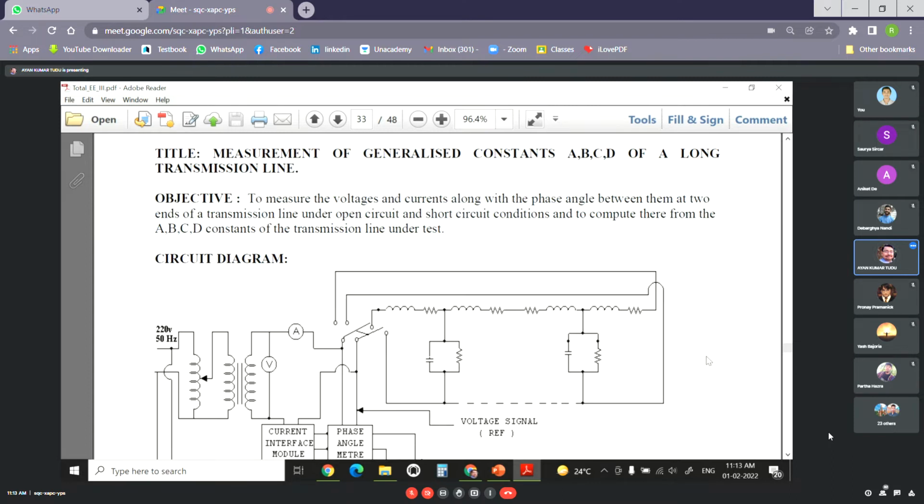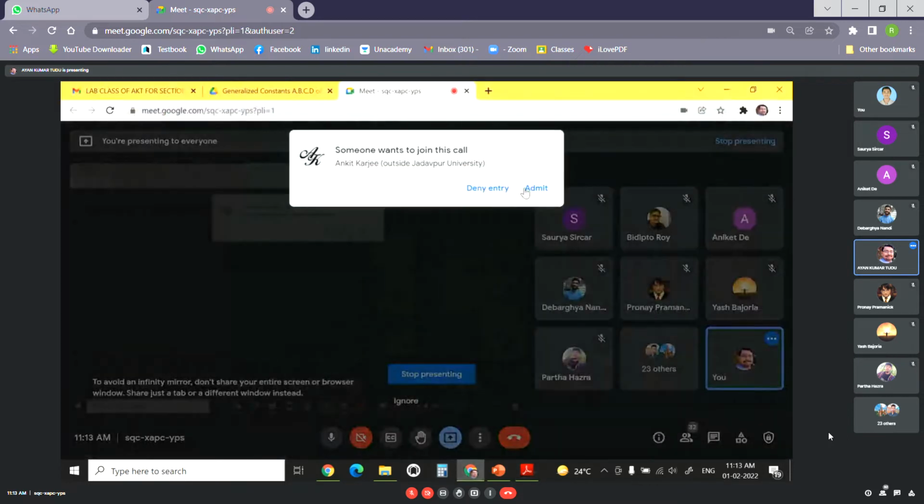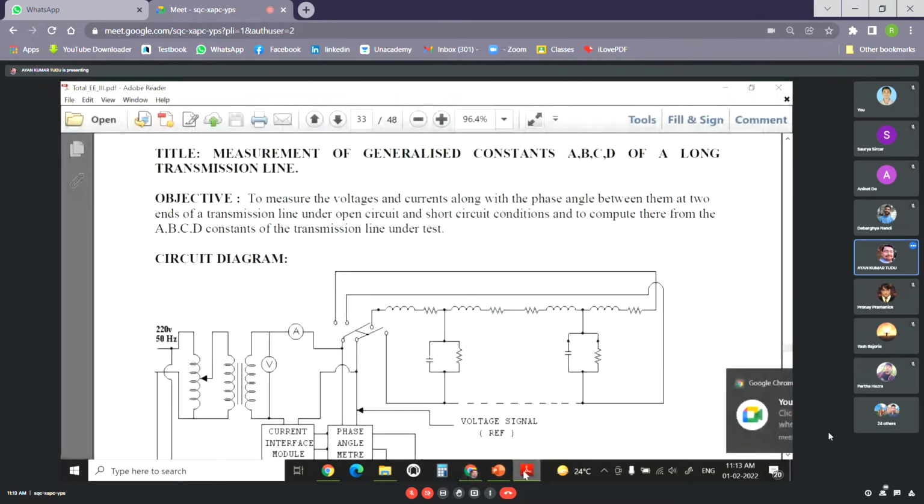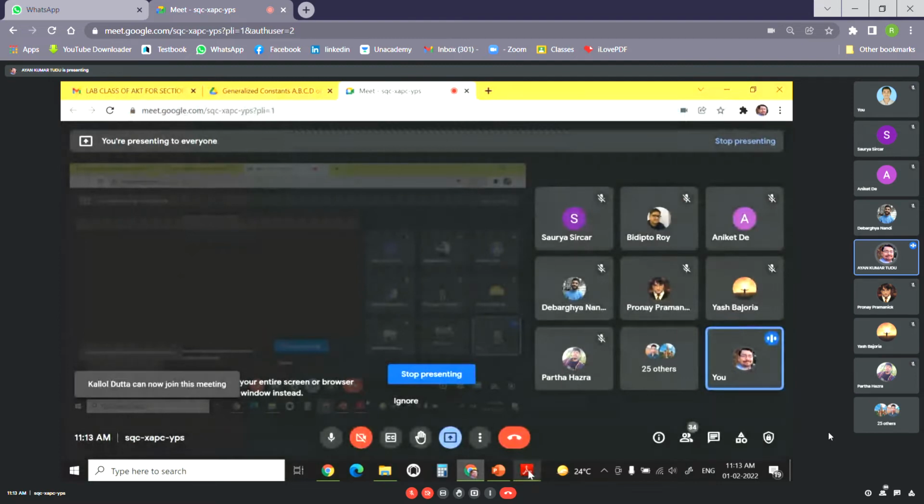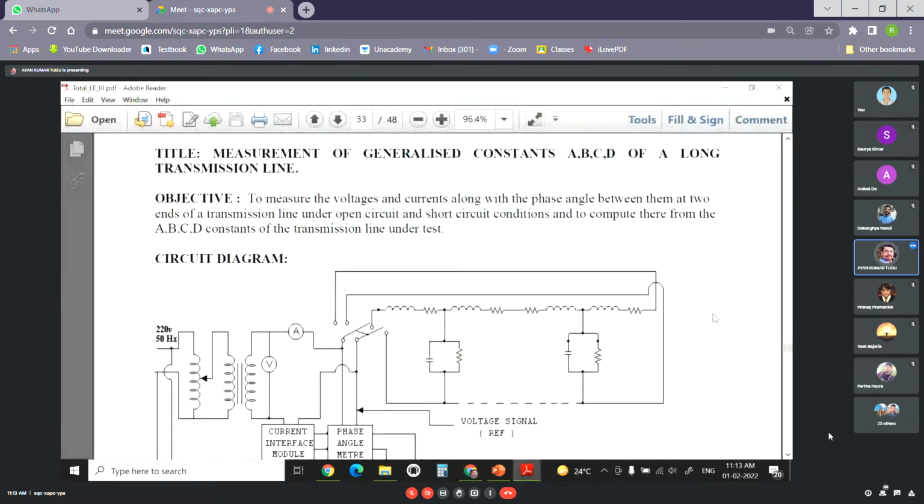How can we say that it is a reciprocal network? Anybody? How can we say that the transmission line is a reciprocal network? By seeing that AD minus BC is equal to 1. Okay, by seeing that AD minus BC would be equal to 1, we can see whether the circuit is reciprocal or not.